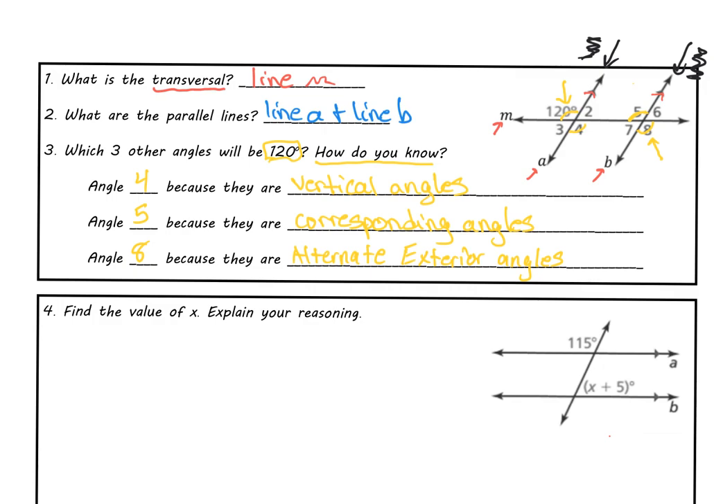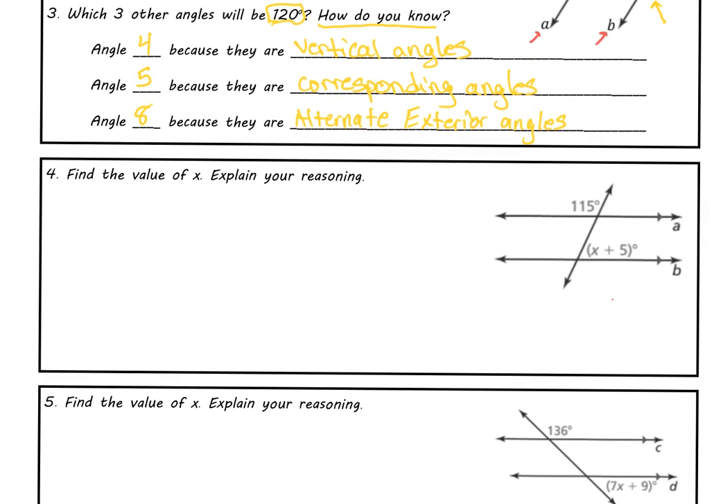Good, moving on. Number 4 says, find the value of x and explain your reasoning. Okay, so go ahead and box in what we have here. We're looking for the value of x, and then we're going to explain our reasoning. So what can we use here? Here's what I'm thinking. We know that this is a 115 degree angle, and this angle here are vertical angles, right? Which means that this angle here is also 115 degrees because vertical angles are congruent.